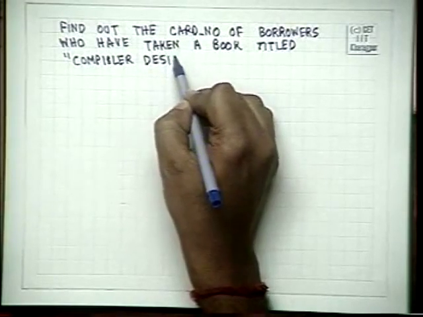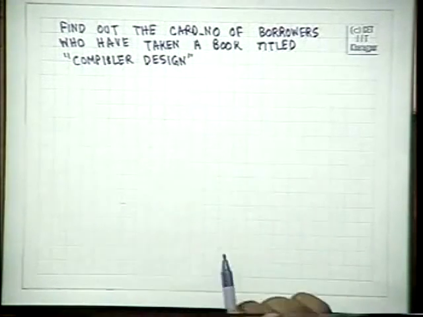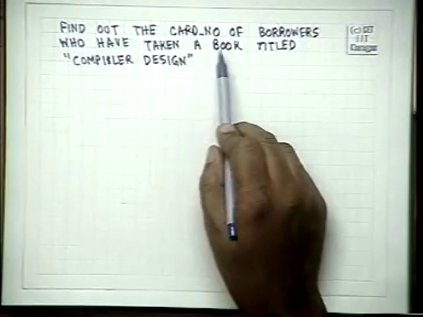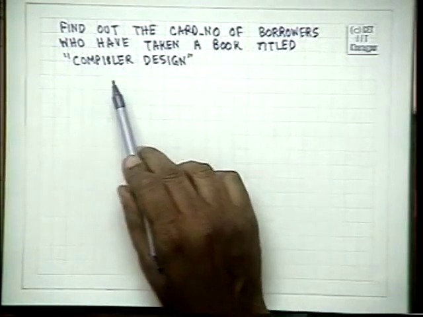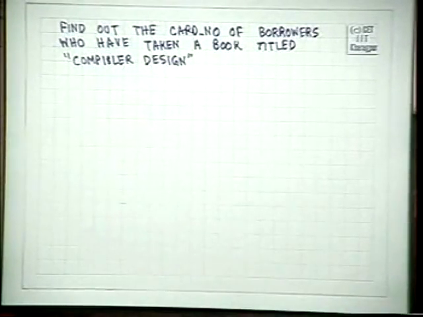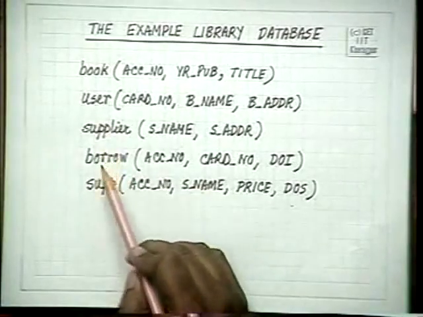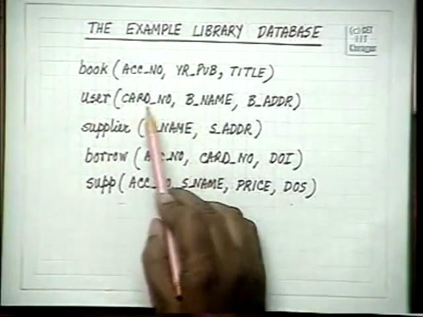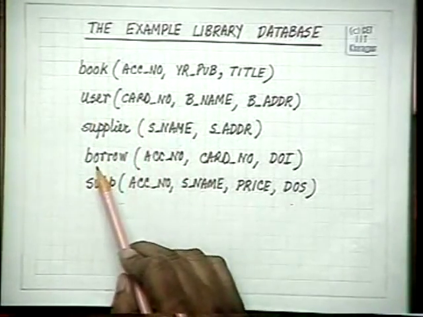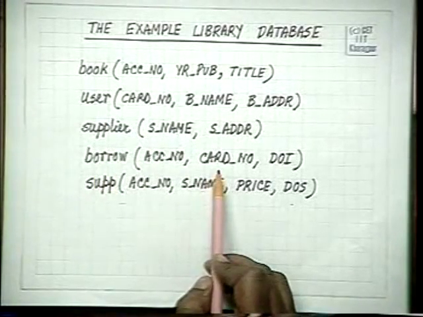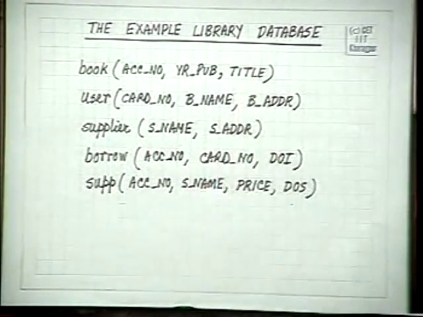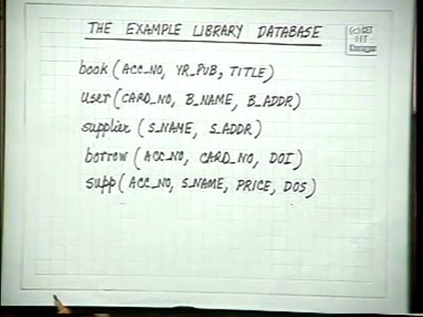Let us take a very simple query. Find out the card number of borrowers who have taken a book titled Compiler Design. That is, users must have borrowed the book and the book must have the title Compiler Design.